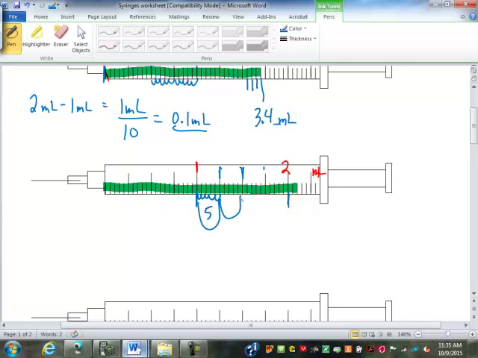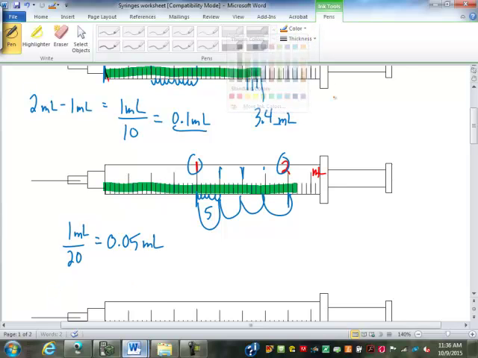And there's 1, 2, 3, 4 of those larger blocks. So there's 4 blocks of 5. So how many spaces is that? 20. And that's from 1 milliliter to 2 milliliters again, so that's 1 milliliter. So that means each of those spaces is 0.05 milliliters. So, filled to here, this was 2 milliliters, 2.05, 2.10. This is 2.10 milliliters.